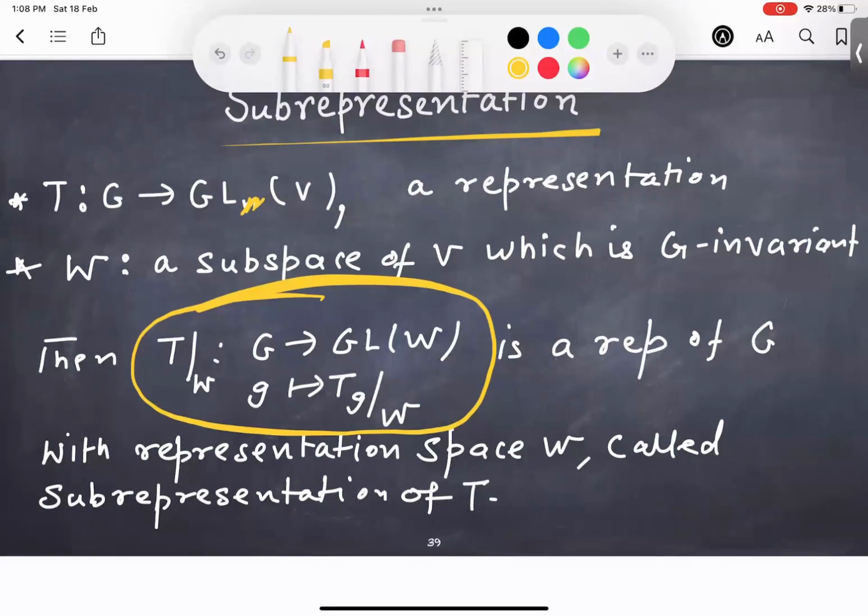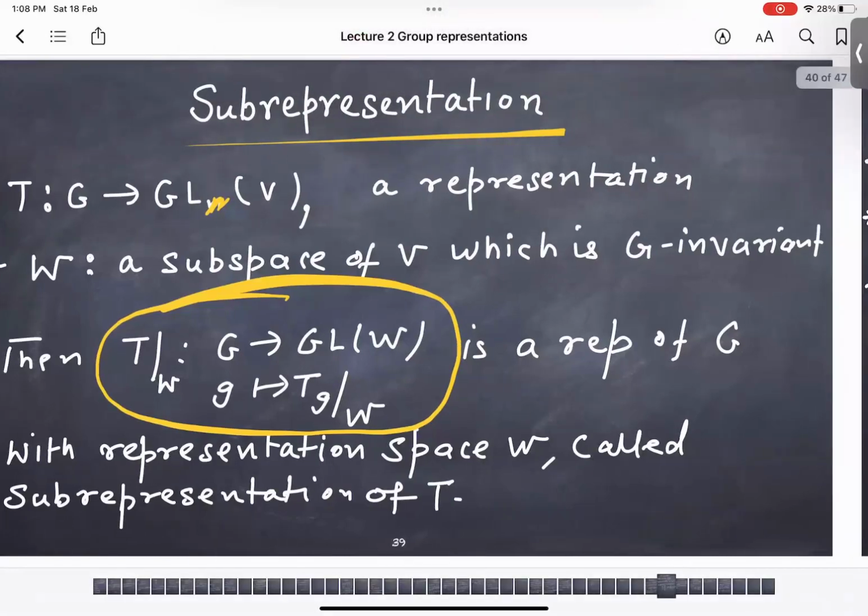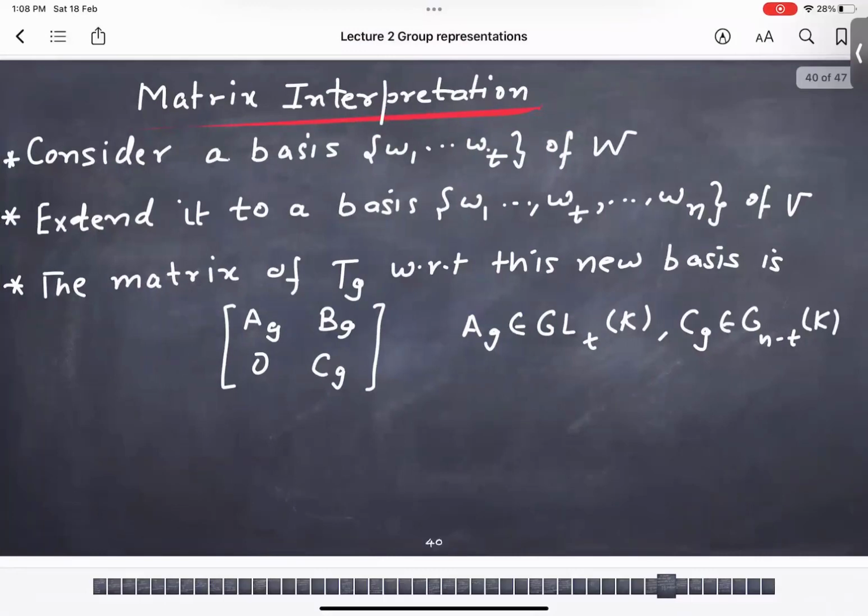If W is a subspace of V which is G-invariant or T-invariant, then the mapping g going to T_g restricted to W makes sense. It's a well-defined map and it's a homomorphism from G to GL(W), and it's a representation of G with representation space W. So you are getting a representation of a smaller degree, and it's called a sub-representation of T.